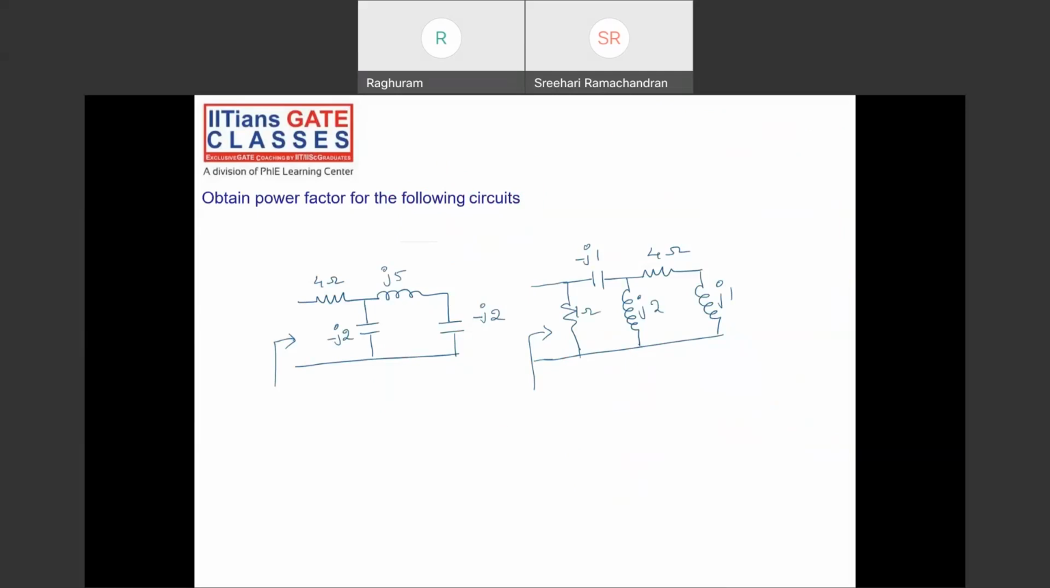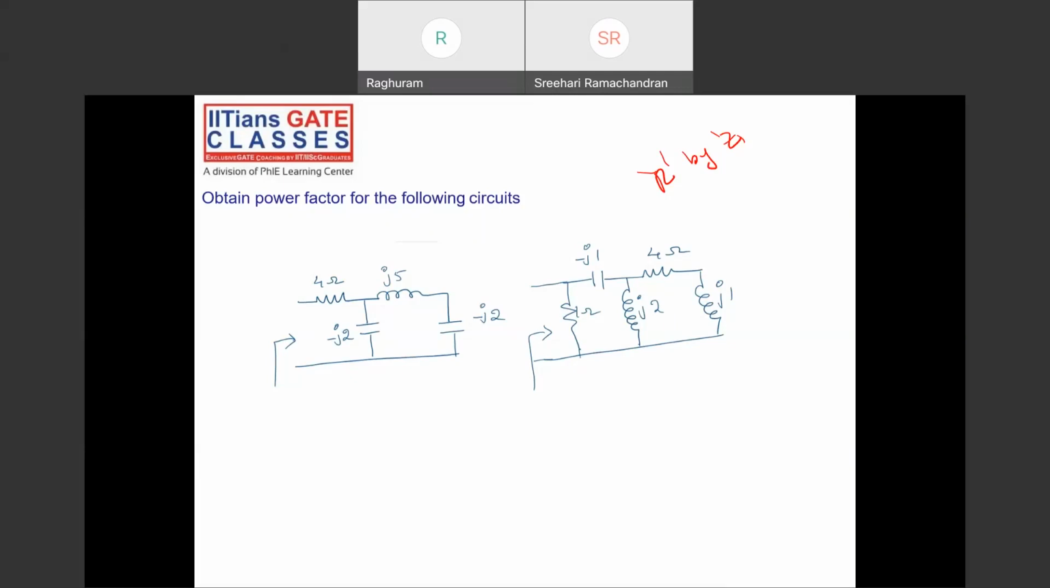So simply obtain power factor for the following circuits. Solving AC circuits is similar to that of DC circuits, like the resistive networks. The only thing is your R is replaced by Z, impedance. So you have to understand and do it accordingly. You need a calculator to solve many of these problems. That's why I don't expect you'll be getting these kinds of problems in your HAL exam, because these involve a lot of complex calculations, right?